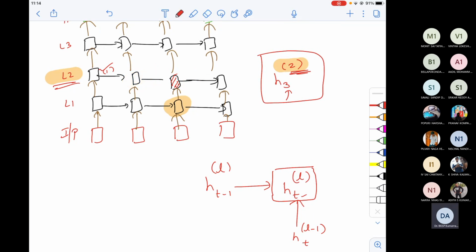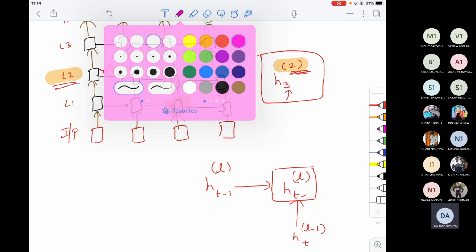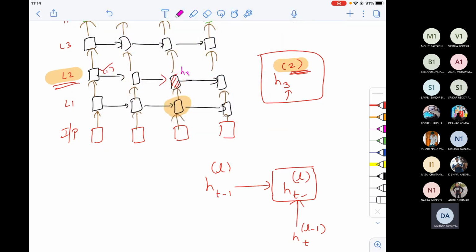Let us see this. Maybe I'll write an example for this. Let me take a very different color. So this is H3 of 2, this particular one. And for H3 of 2, we get two inputs. In our case, T is 3, L is 2. One is H3, and this layer is 1. Layer 1.